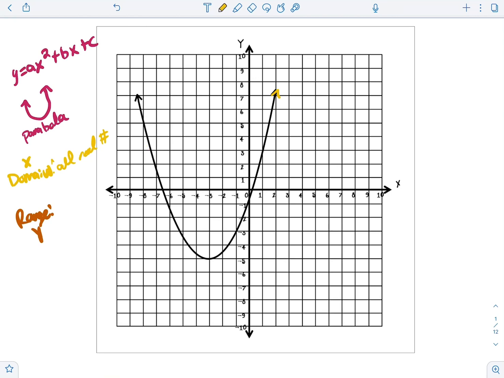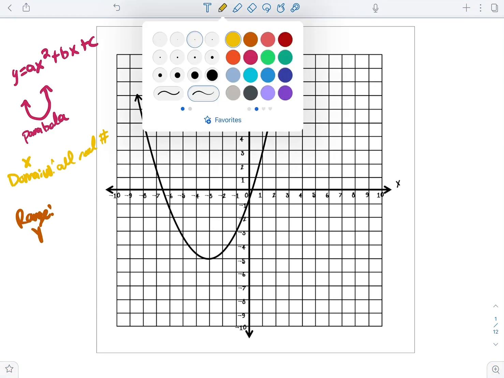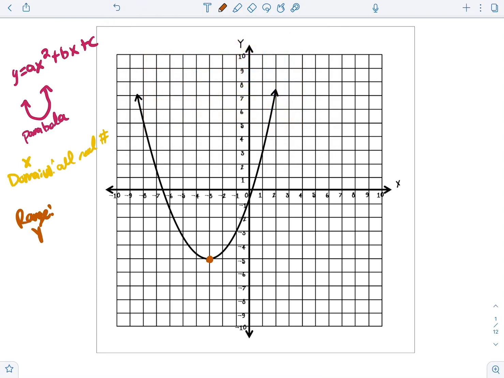All right, and then the range is what we really need to pay attention to. Notice how the range is not going to be all real numbers for quadratic functions. We have to start with the vertex. So notice here how we have the vertex right here at the point -3, -5. Okay? Now, we need to pay attention to the y coordinate in particular, which is -5.